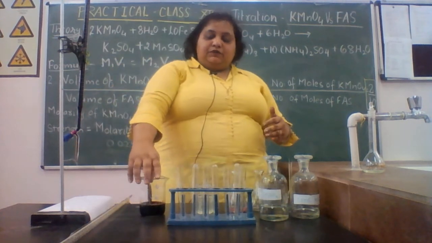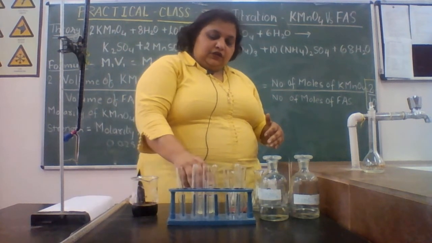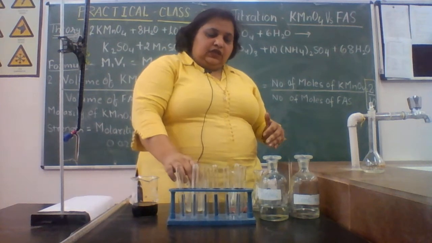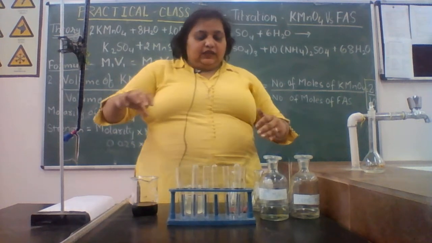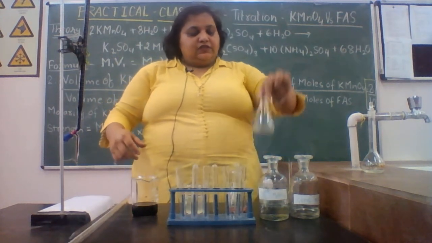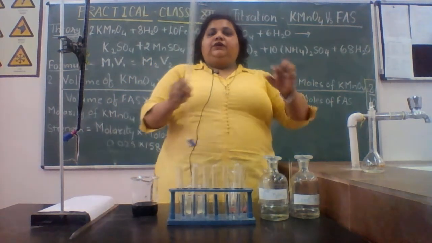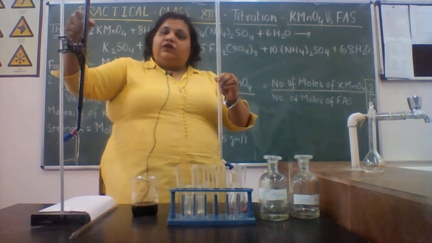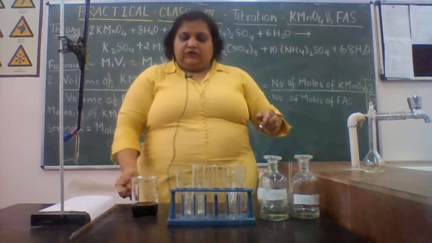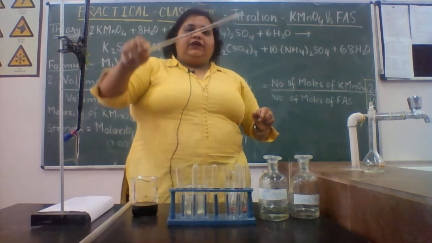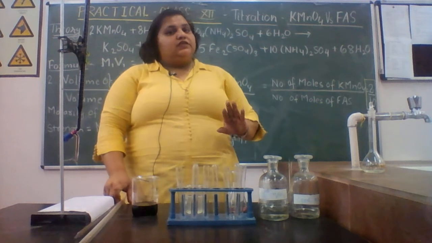These are the materials that you need at this stage: the KMnO4 solution, the ferrous ammonium sulfate solution, dilute sulfuric acid. Then the other materials that you need: the conical flask, test tubes, this burette, and this burette. Already I have filled it with the KMnO4 solution and fixed it into the stand. This pipette. Only these are the things that we will need at this step.